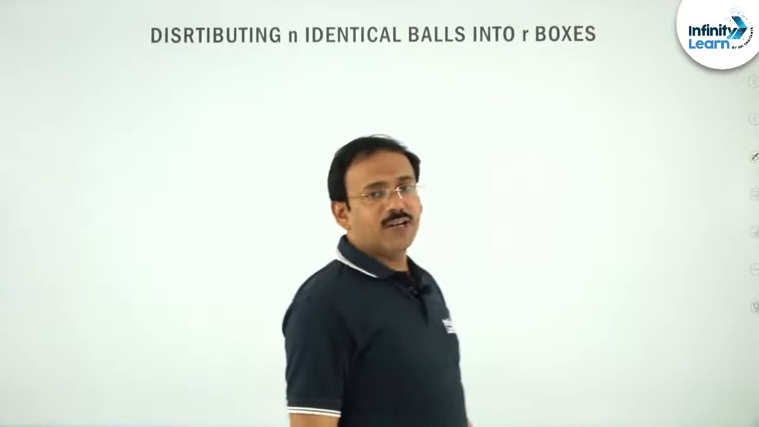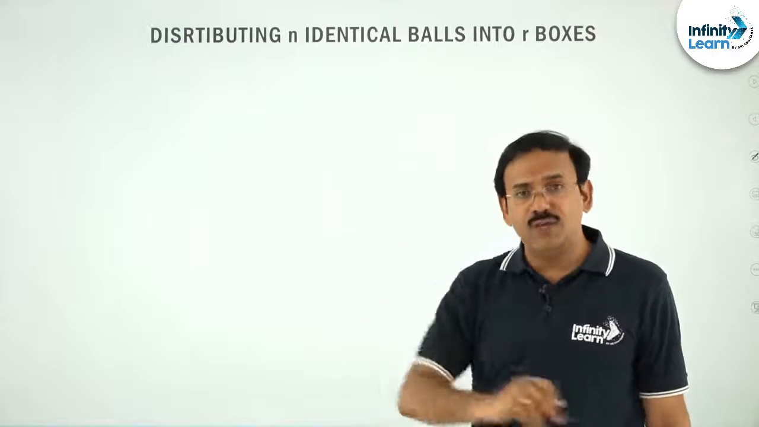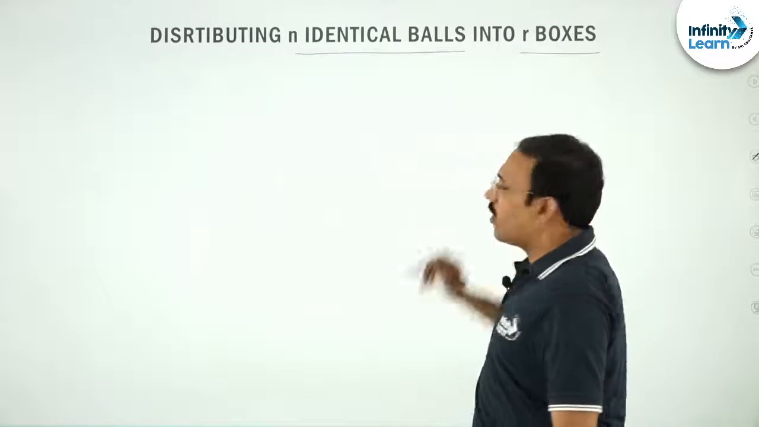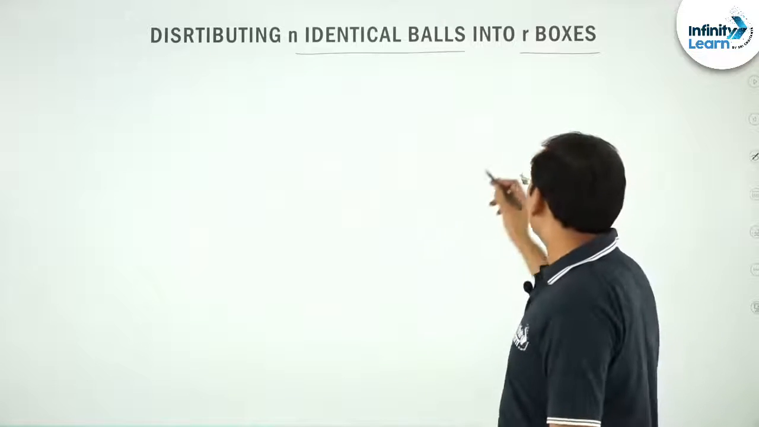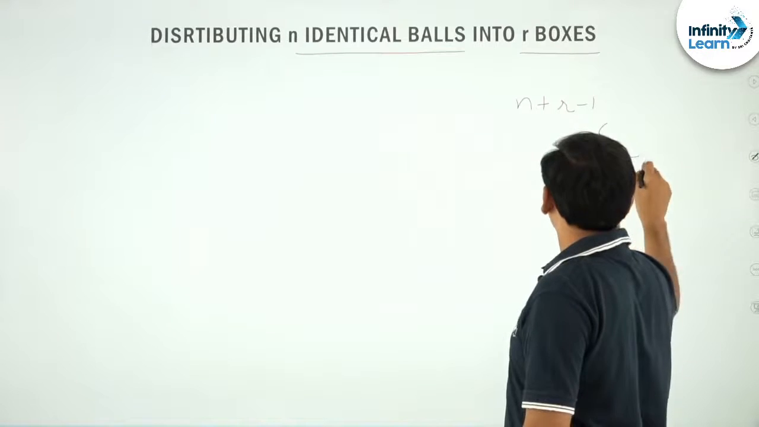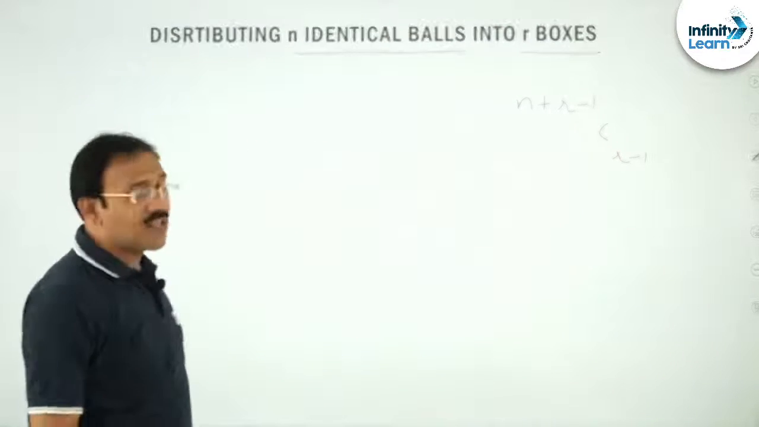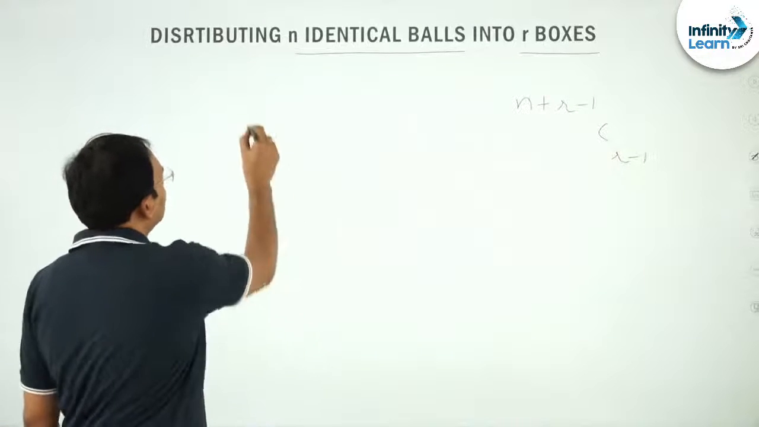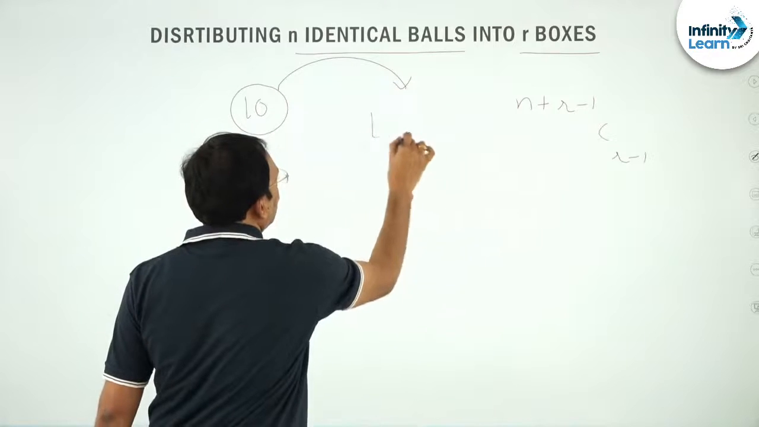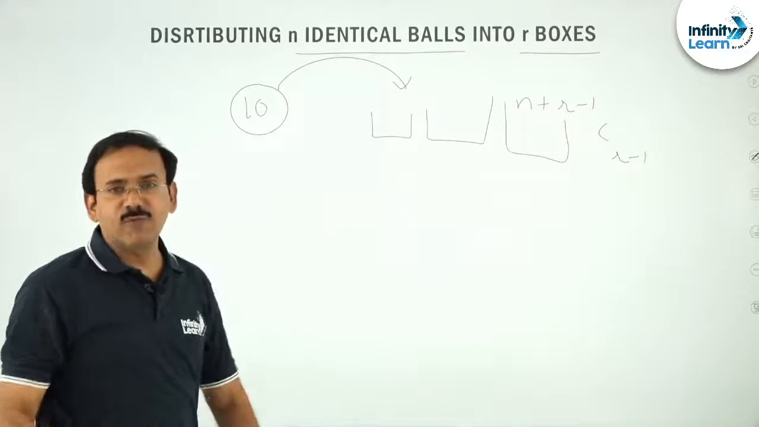Here another important point, the number of ways of distributing n identical balls into R boxes. I think all of you can recall by this time the formula is n plus R minus 1 C R minus 1, right. Does anyone want the logic? Suppose there are n identical balls, for example 10 identical balls are to be distributed into 3 different boxes. In how many ways can you distribute, friends?